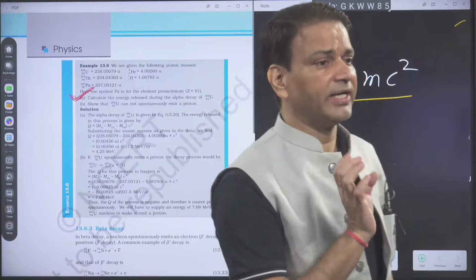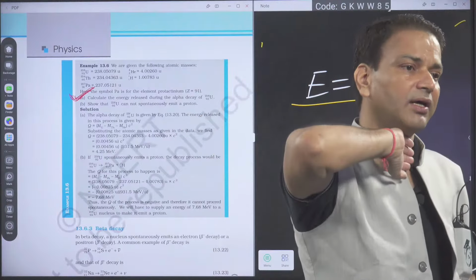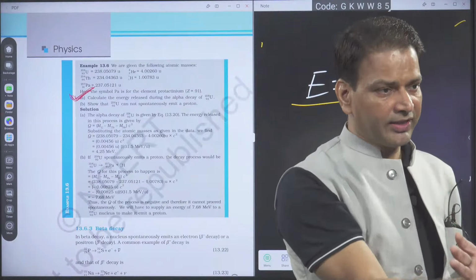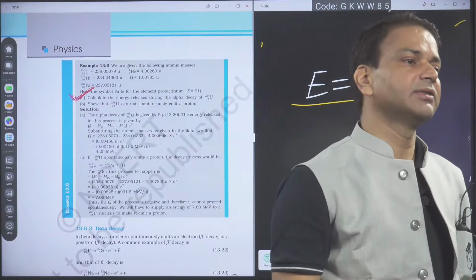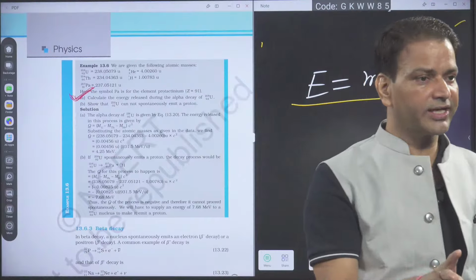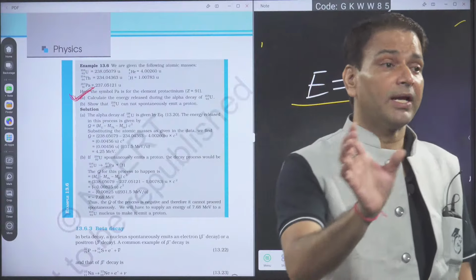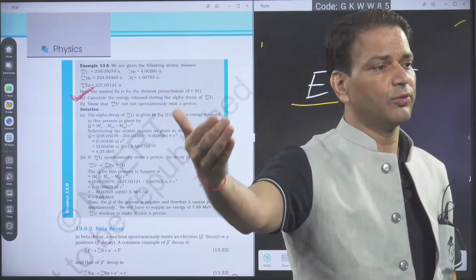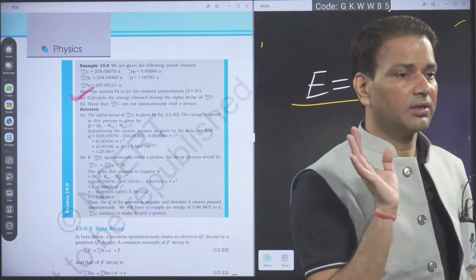But when they give the binding energies, then we do the reverse: binding energy of the product minus binding energy of the reactant. If it is positive, energy is released, spontaneous reaction. If it is negative, energy is absorbed, non-spontaneous reaction. So when binding energy is given, product minus reactant; when mass is given, reactant minus product into 931.5. When binding energy is given, no need to multiply by 931.5. Directly, binding energy of product minus binding energy of reactant is the energy released or absorbed. Getting it or not?